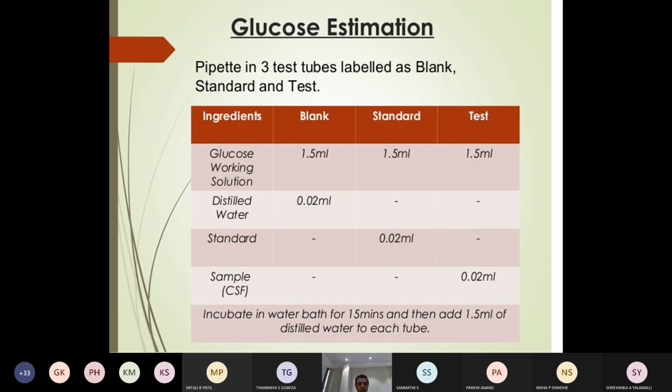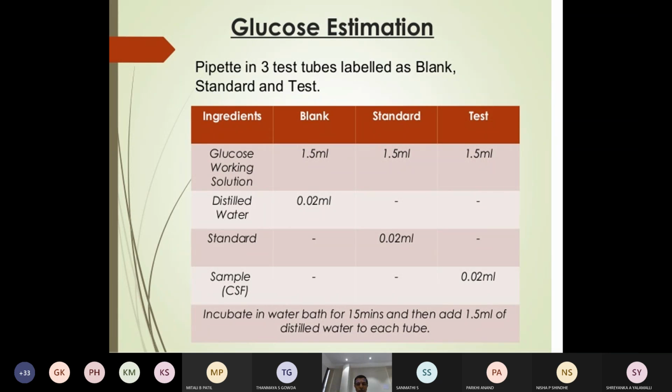The glucose estimation can be done with the GOD-POD method, similar to plasma blood glucose estimation. Here also we have to take 3 test tubes and label them blank, standard, and test. The solutions are the working reagent and standard solution, then the CSF sample. In the blank, 1.5 ml reagent and 0.02 ml distilled water make it 2 ml. Similarly, for the standard, the glucose standard solution with working reagent makes 2 ml. In the test, 1.5 ml reagent and the CSF sample. Then incubate in a water bath for 15 minutes.